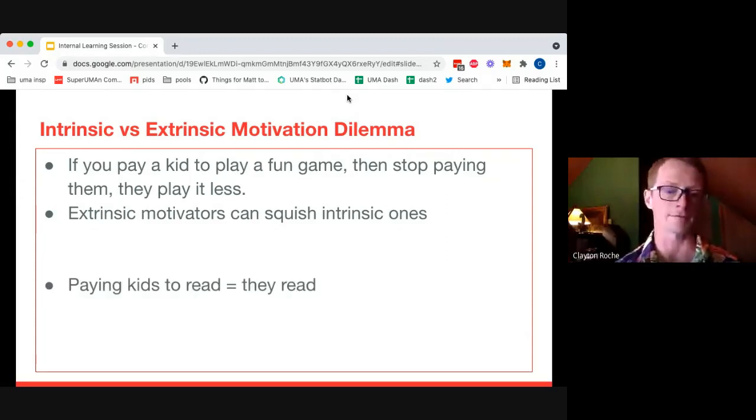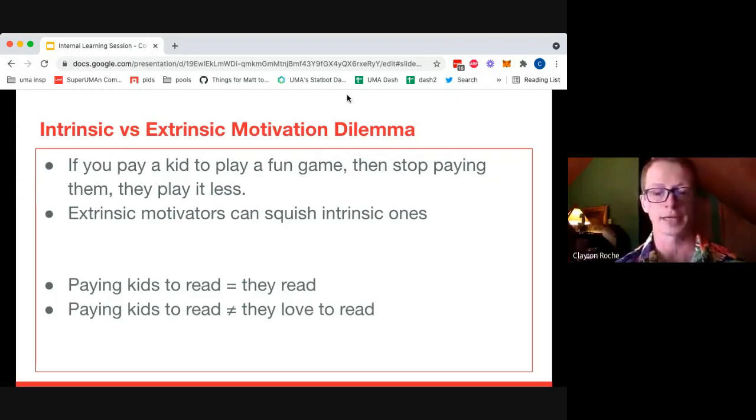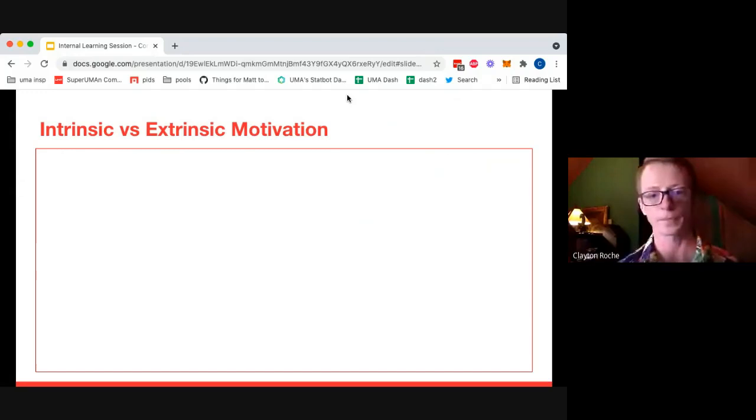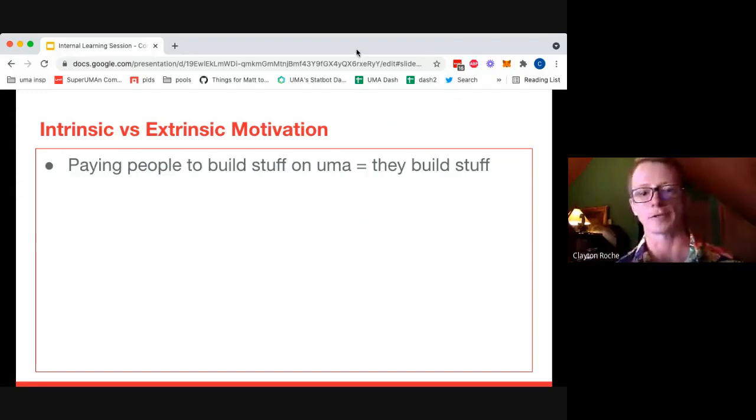So paying kids to read does result in them reading, and initially results in them reading more. It does not result in them loving to read. So let's talk about UMA a little bit. Paying people to build stuff on UMA does result in them building stuff.